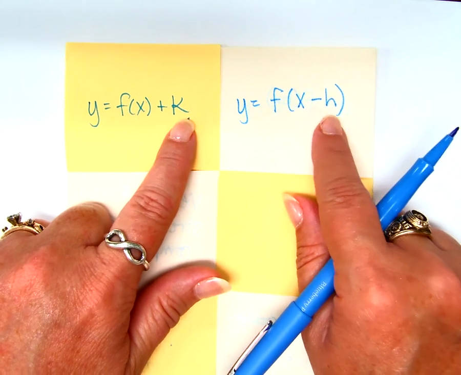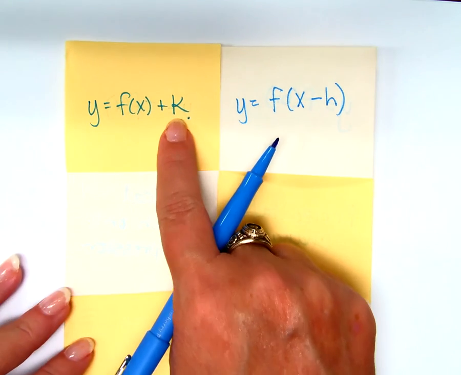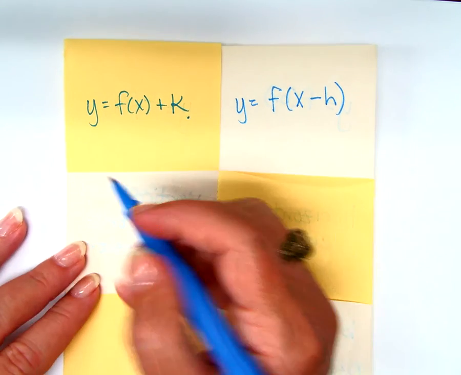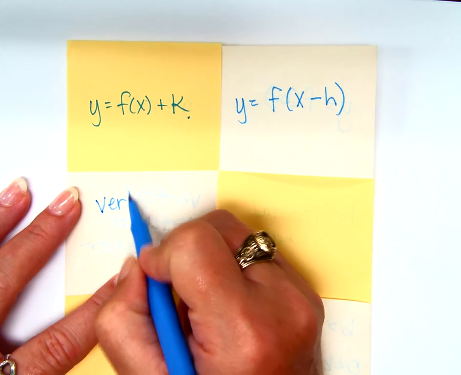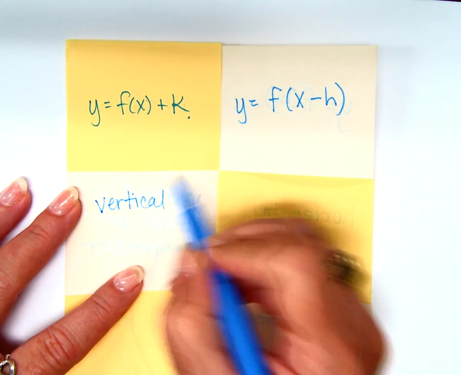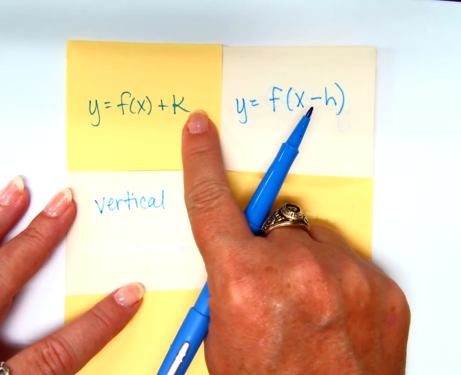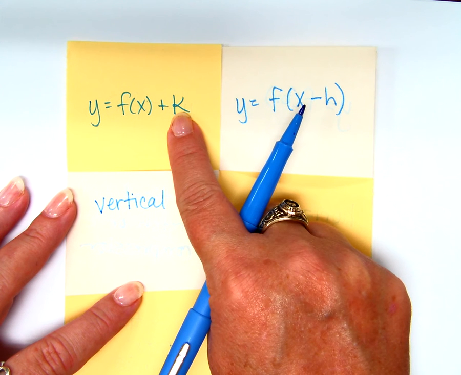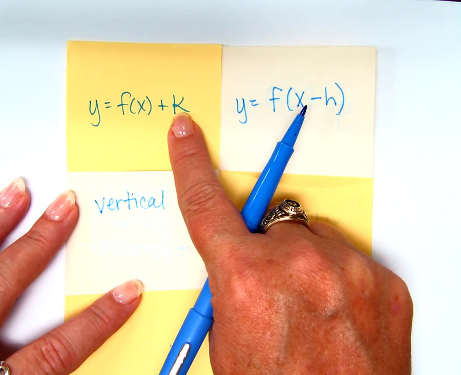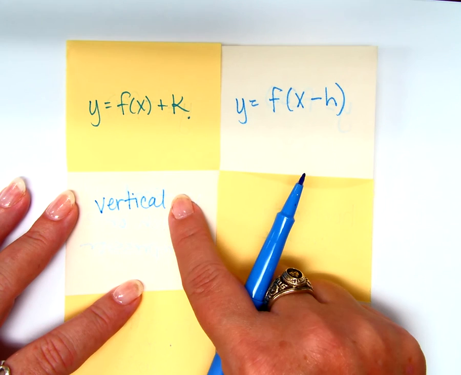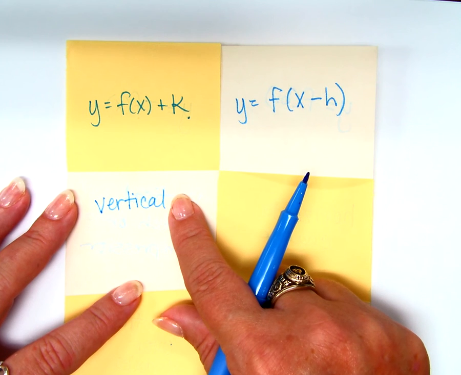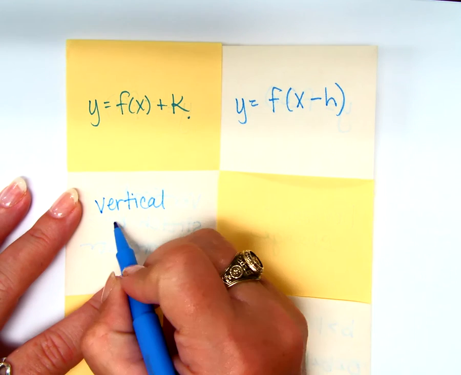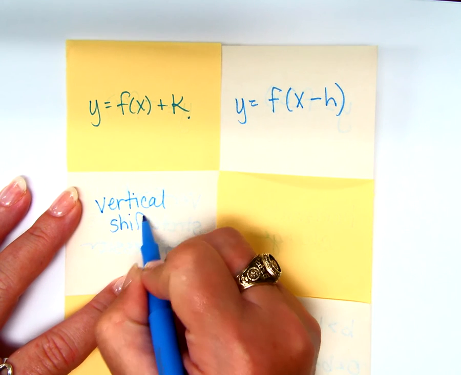When it's being added or subtracted, first of all, is this k inside or outside? Outside, so it's going to cause a vertical change. Specifically, because it's being added or subtracted, how do you think it's going to change? Vertical, it's going to go either up or down. That's exactly right. Okay? So we call that a shift.